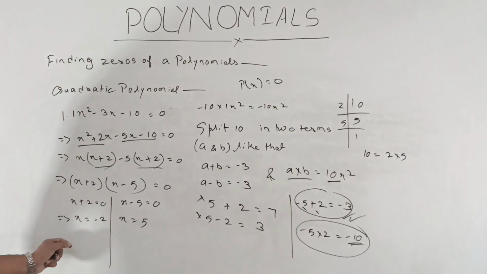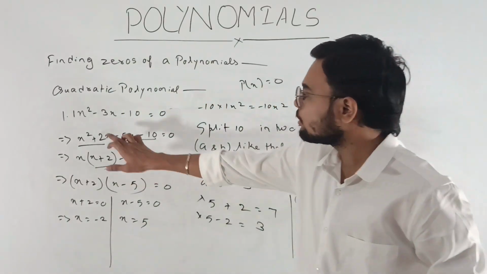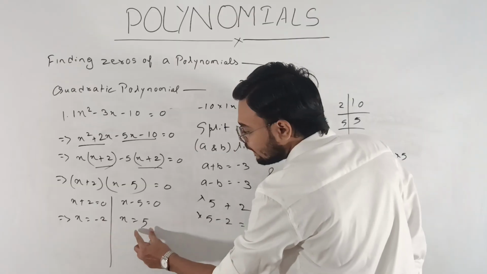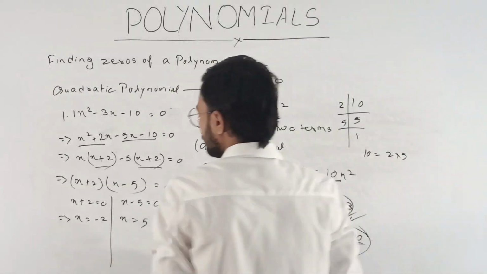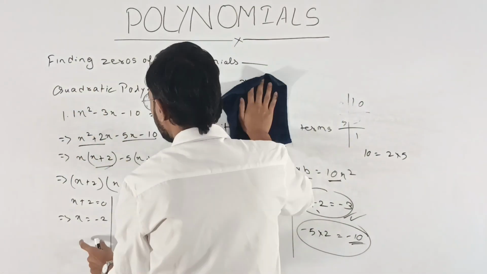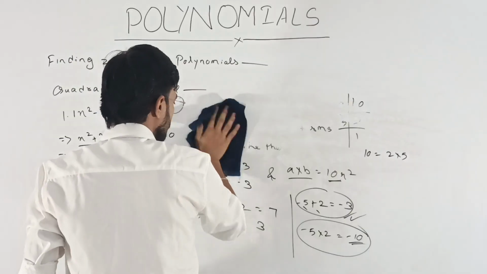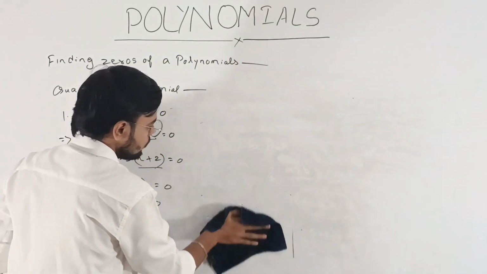And in starting what I said, maximum number of zeros is equal to degree of polynomial. Degree of this polynomial is 2, then maximum number of zeros is 2, and first zero is minus 2, second zero is 5. Now let's check whether this is zero or not. If minus 2 and 5 are the zeros of this polynomial, then after putting minus 2 and 5 in this polynomial, our polynomial becomes 0. So now let's check it.